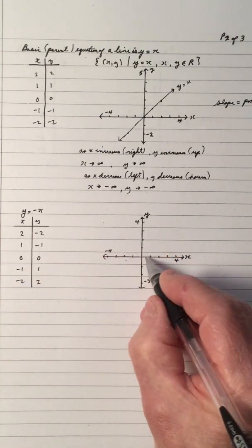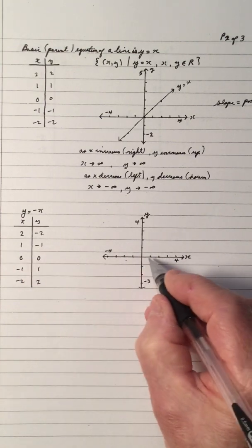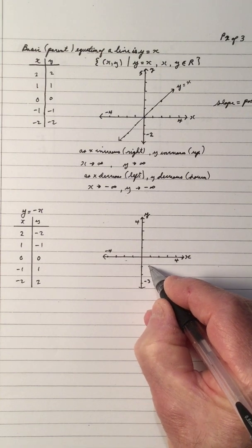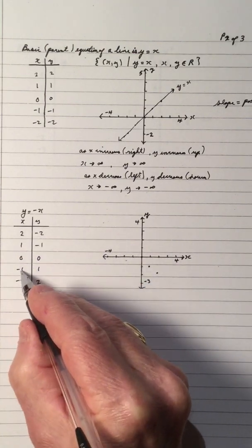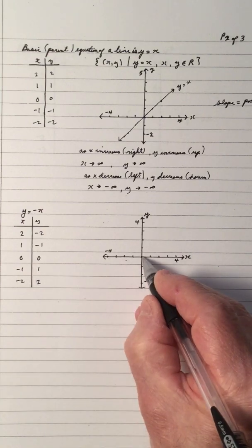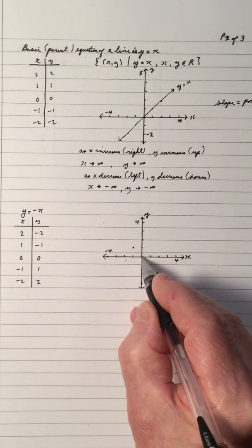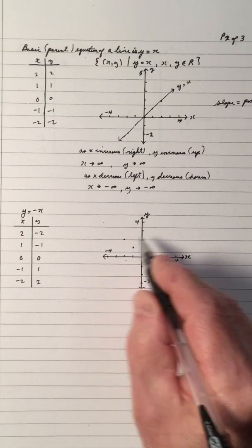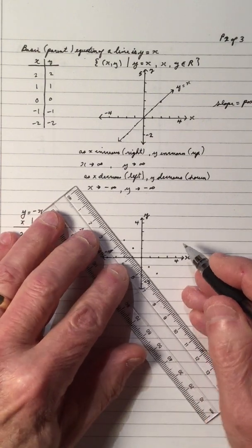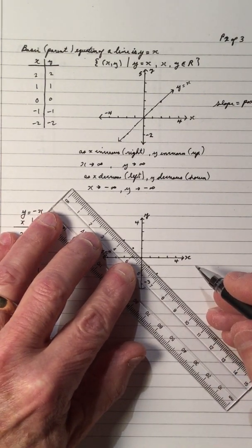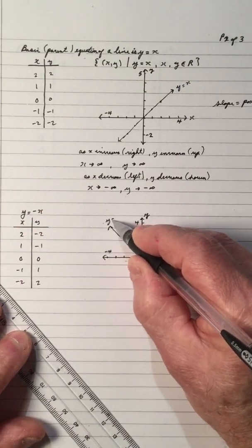So if x is 2, y is negative 2. If x is 1, y is negative 1. If x is 0, y is 0, the origin, 0, 0. If x is negative 1, y is 1. If x is negative 2, y is 2. So notice that the line is going in the opposite direction. And I'll join those up now. So that's the line that's represented by y equals negative x.